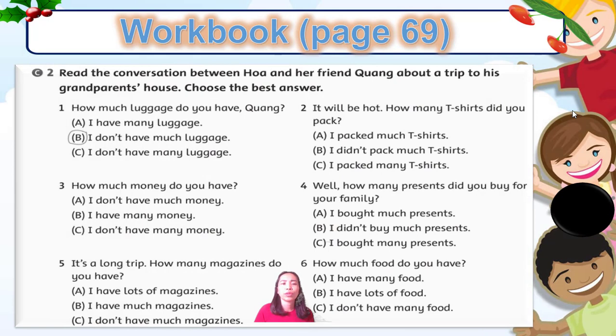Exercise number 2. You read the conversation between Hoa and her friend Wang about a trip to his friend's parents' house. Choose the best answer, right? Let's look at number 1. The word luggage is uncountable, so we use how much. How much luggage do you have, Wang? Let's look at letter B. B is the correct answer. I don't have much luggage. So, we have 5 sentences left. Now, you have 1 minute and 30 seconds to do it. Let's go.